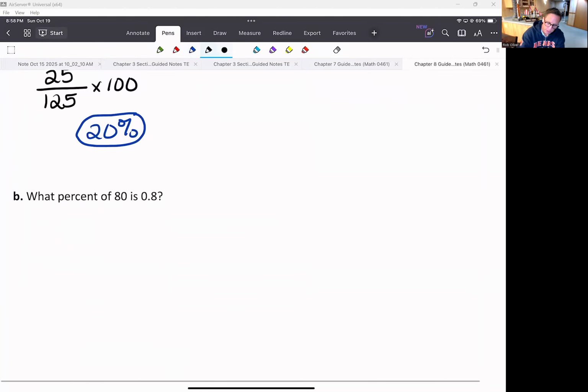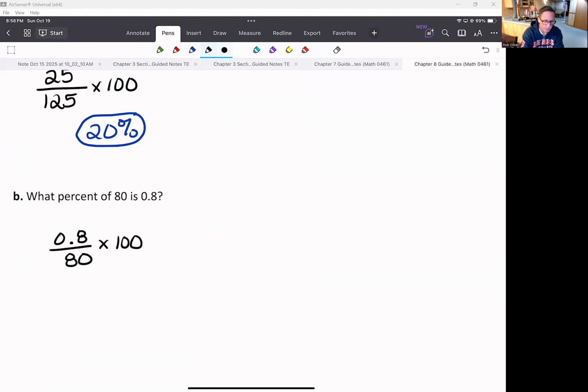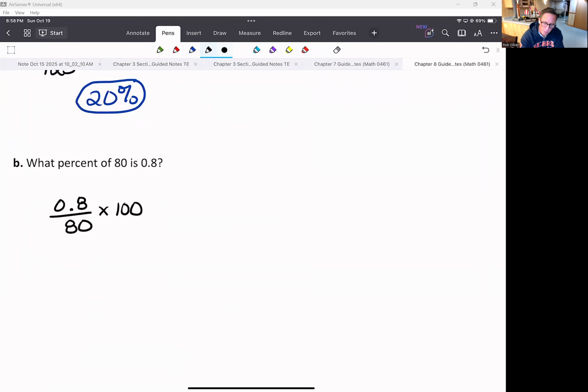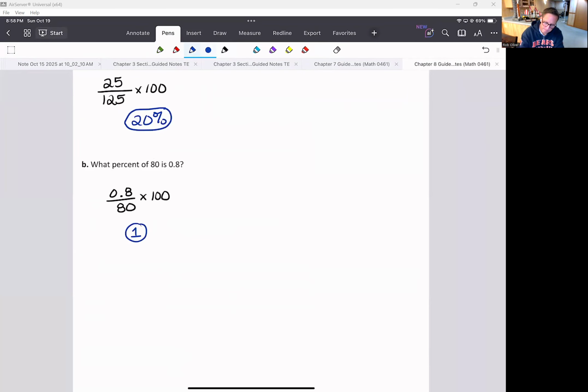All right, what percent of 80 is 0.8? We're going to do 0.8 divided by 80, and then multiply that by 100. So 0.8 divided by 80 is 0.01, and then multiply that by 100 to get 1. So that's your answer, 1.